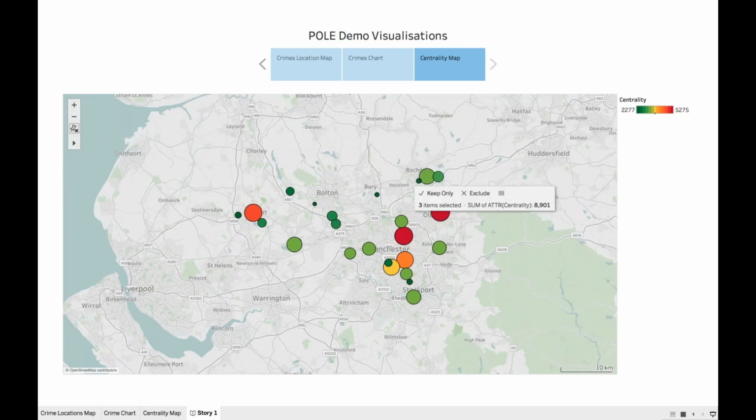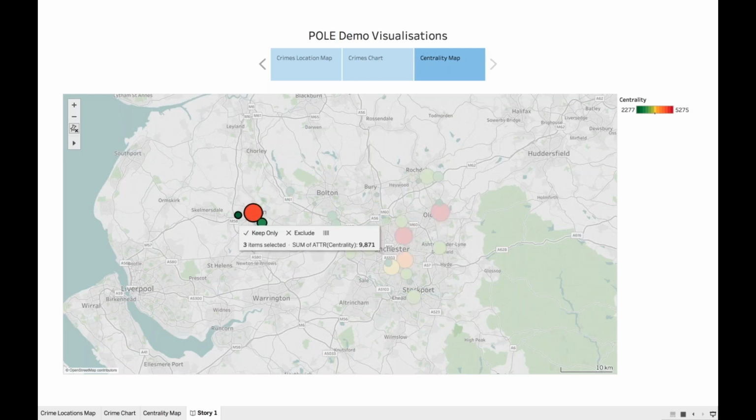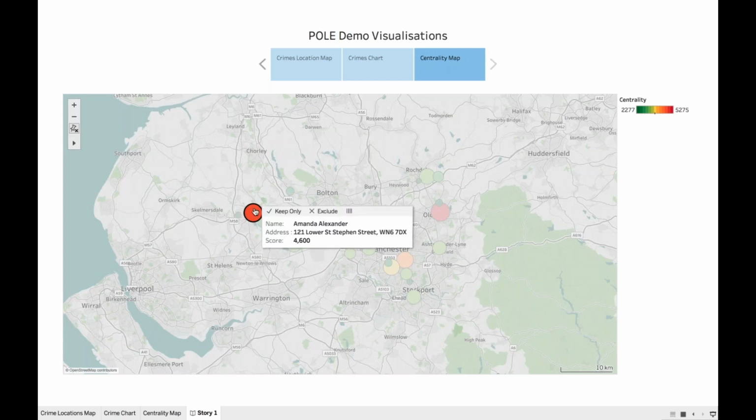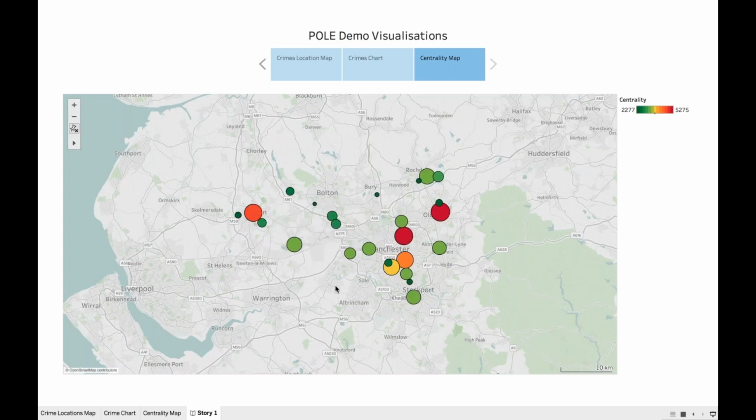So these three individuals here are very close to one another, right? So within the top 25 people in the graph, to have that many people so close to each other could represent some sort of association between them, right? Again, over here, there's another cluster. Someone who's one of the most central people in the graph, Amanda Alexander, lives quite close, within a few kilometers of two other people that are central in the graph. So that might represent another group.